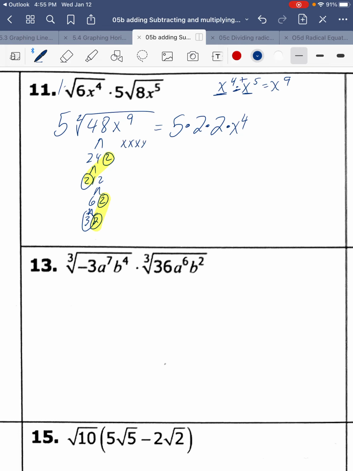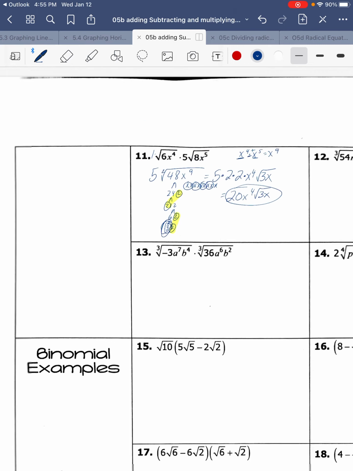Or you can always go 4, 5, 6, 7, 8, 9, if you want to write it out and visually see it, you certainly can. Takes a little longer. There's your x to the 4th. There's 4 x's that come out with an x left over. So we have a 3 that's left over and an x. Simplify this. 5 times 2 is 10, times 2 is 20. X to the 4th, square root of 3x.